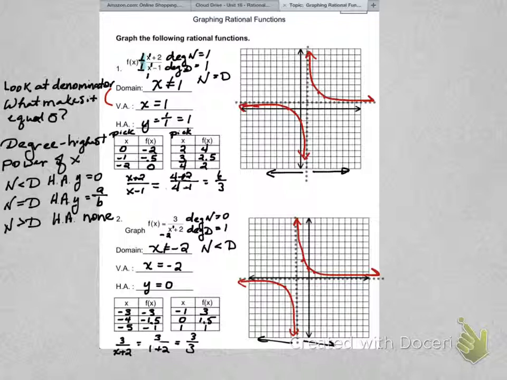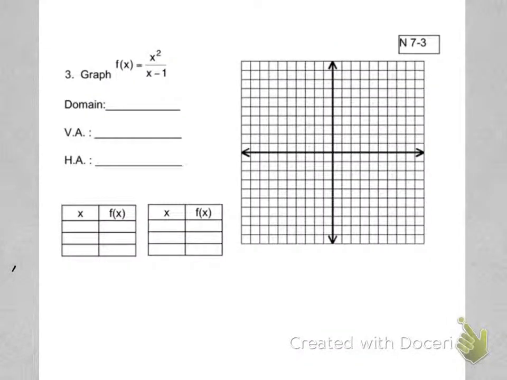There's one more example in this set of notes. Same process. What makes the denominator 0 would be a 1. So x can't be 1, and the vertical asymptote is at x equals 1. So we put that in.